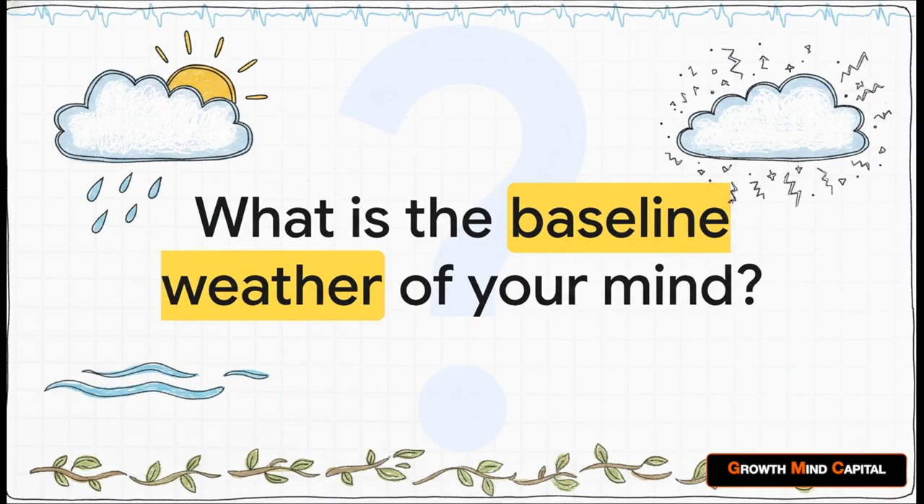What is the baseline weather of your mind? Like when you first wake up, before your inbox completely blows up, before someone cuts you off in traffic, before the daily grind even starts, what does your internal climate actually feel like? Is it calm and clear? Or is there this sort of low-level static just buzzing in the background? Honestly, reflecting on this personal baseline is absolutely crucial. It's the first real step to understanding our own mental blueprint.